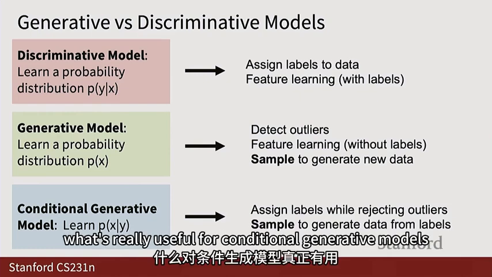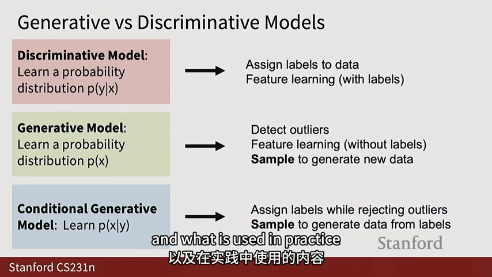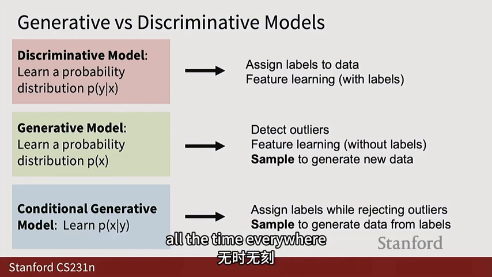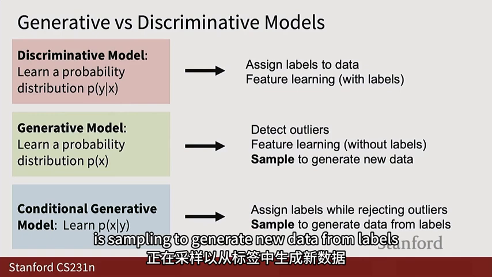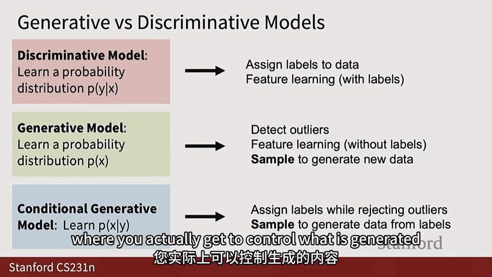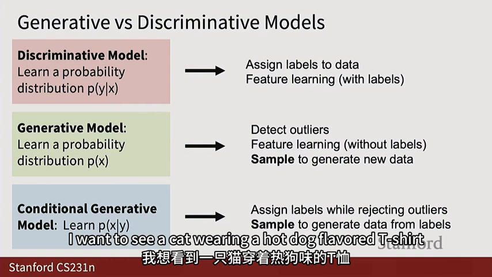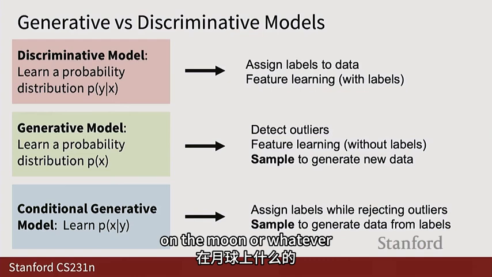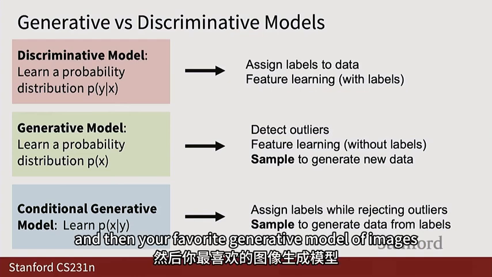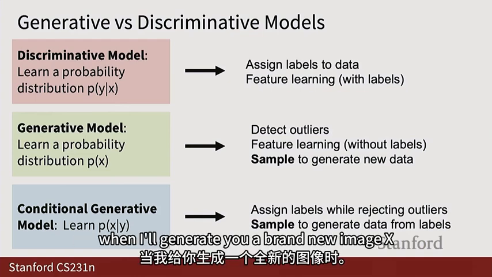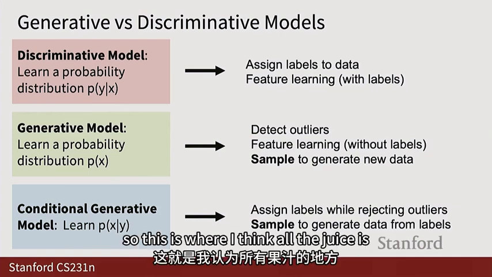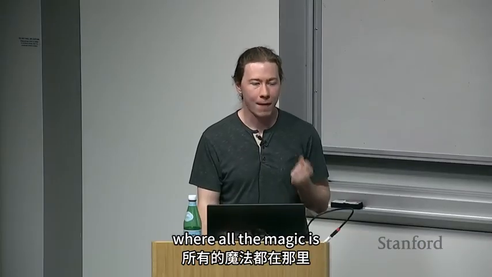What's really useful for conditional generative models, and what is used in practice all the time everywhere, is sampling to generate new data from labels, where you actually get to control what is generated, right? Because if your Y is maybe a piece of text, you can write down, I want to see a cat wearing a hot dog flavored t-shirt on the moon or whatever. And then your favorite generative model of images will generate a brand new image X conditioned on that label Y. So this is where all the juice is, where all the magic is, where all the excitement is.